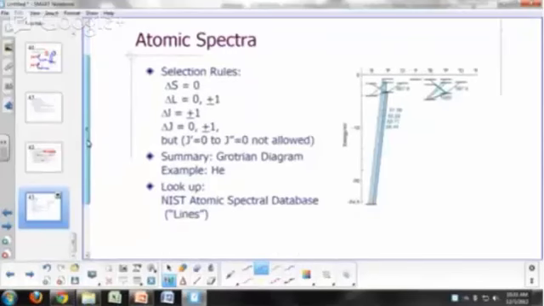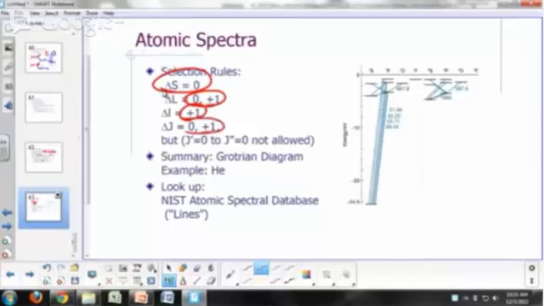To fully understand atomic spectra, these are the selection rules. Delta S equals 0, so the change in the total spin angular momentum must be 0. Delta L must be 0 or plus or minus 1. Change in little l must be plus or minus 1. We talked about that when we talked about the hydrogen atom.